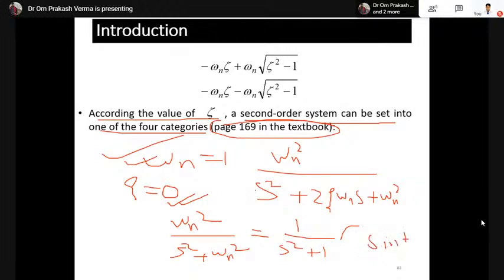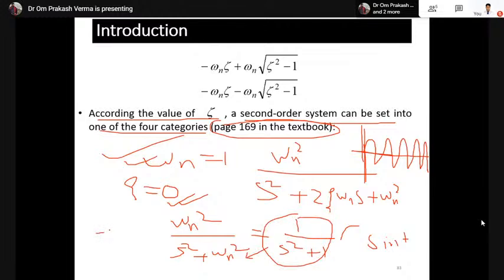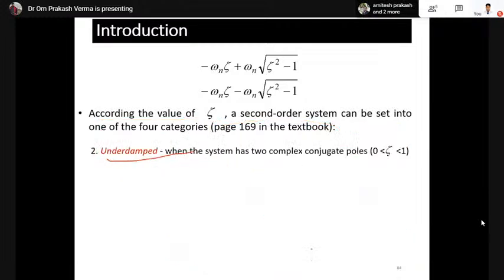Okay, so when you draw the response of sin t, this is the naturally oscillating signal. When you find the poles of the system, you get minus j and plus j, two complex poles.